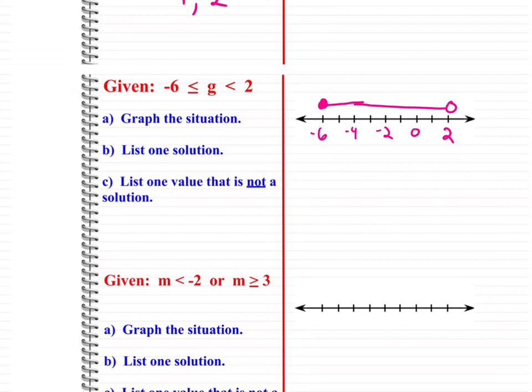So one solution to this on part B here might be something like -2.2. Could totally be a decimal, could totally be a fraction. We could say something like negative pi if we wanted to go with a crazy irrational, or your basic numbers like -4, 0, all that type of stuff. List one value that's not a solution. Well, it's anything that's not in between -6 and 2. So something like 1,000 would definitely not be a solution. Something like 3 would not be a solution as well.